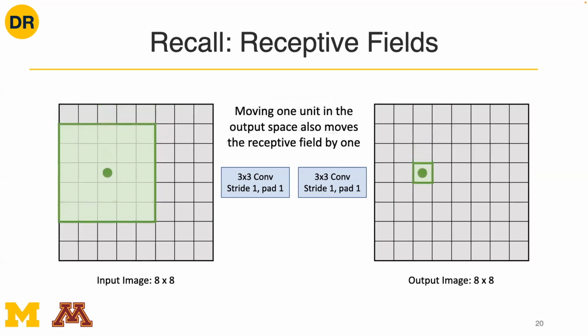And so another insight here, something that's maybe worth thinking about, is that at least in this case, we have two 3x3 convolutions chained together.